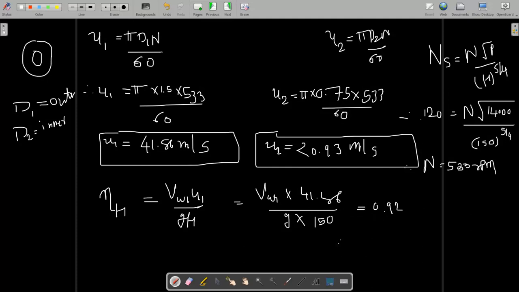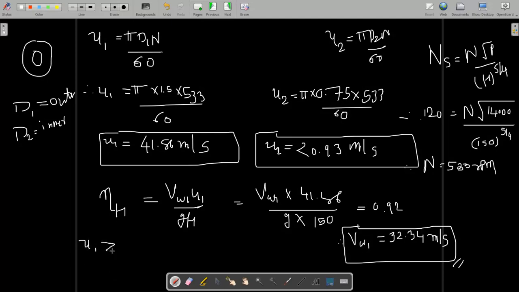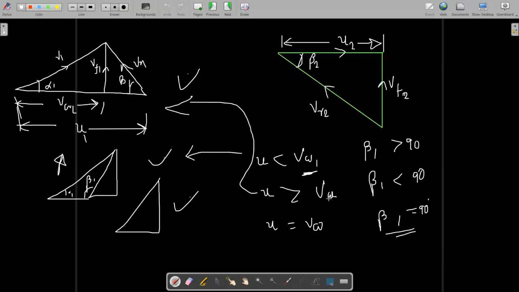So put this value. When you solve this, you will get Vw1 equal to 32.34 meter per second. This will be your whirl velocity. Now compare: U1 is 41, Vw1 is 32. So U1 here is greater than Vw1. As you can see here, U1 is greater than Vw1. So this first triangle will come.